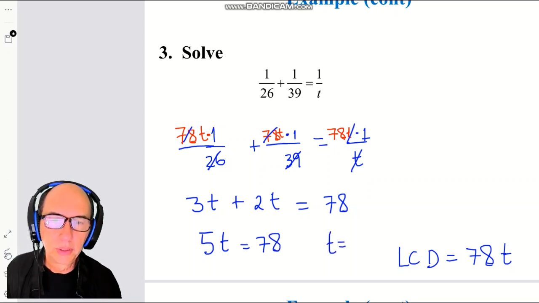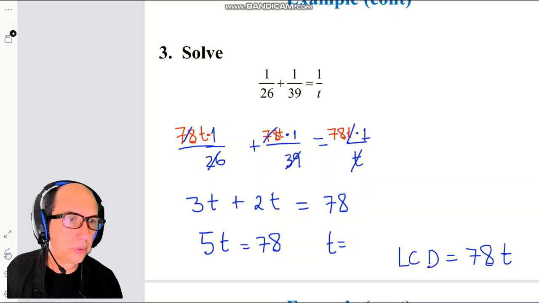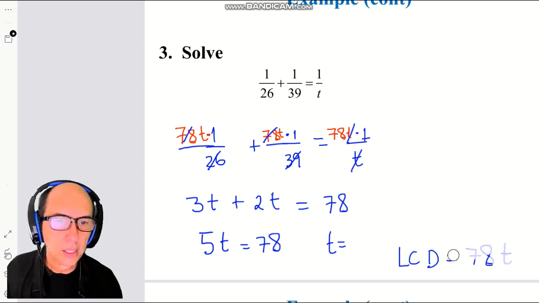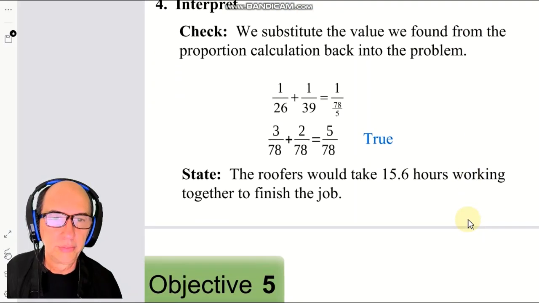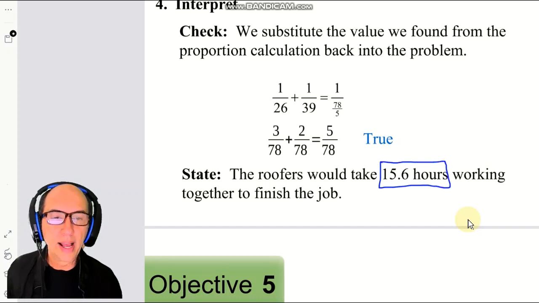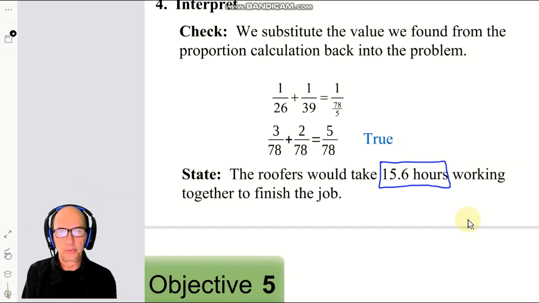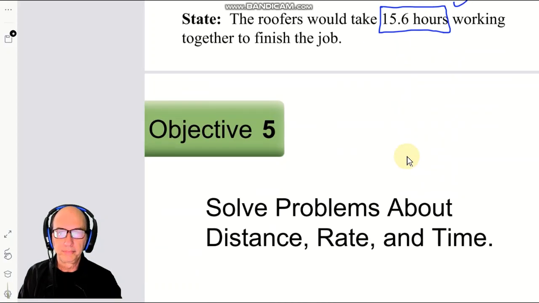t equals, and you're going to use your calculator, and you're going to find the answer 15.6 hours. And that is what we expected, right? Because we want to be less than 26 hours. Okay, 15.6 hours is the time they will take to finish the whole roof working together.